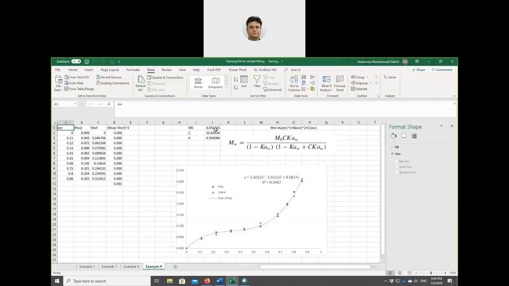M0, the monolayer water content, is 0.05. C and K are here. C, if it's higher than 2, it will be type 2, and if it's less than 2, it's type 3. And K must be between 0 and 1. And you can see it's exactly lower than 1. It cannot be higher than 1, and it cannot be lower than 0.